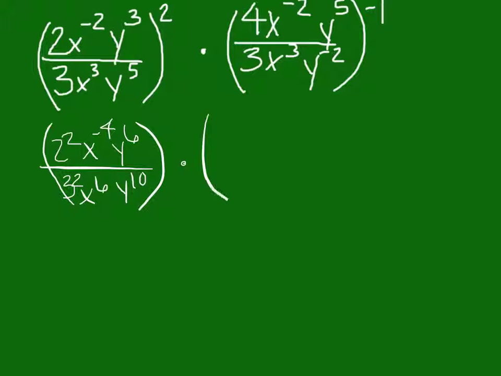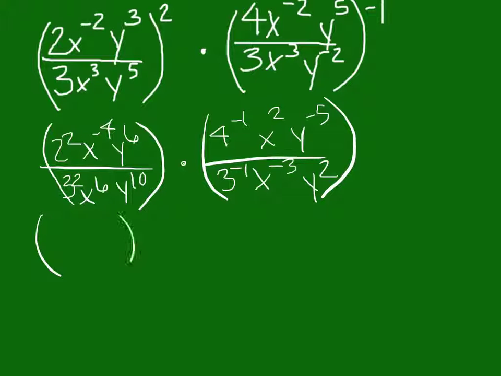times, now everything in this one goes to the negative first power, 4 to the negative first, x squared, y to the negative 5th, over 3 to the negative first, x to the negative 3rd, y to the 2nd.